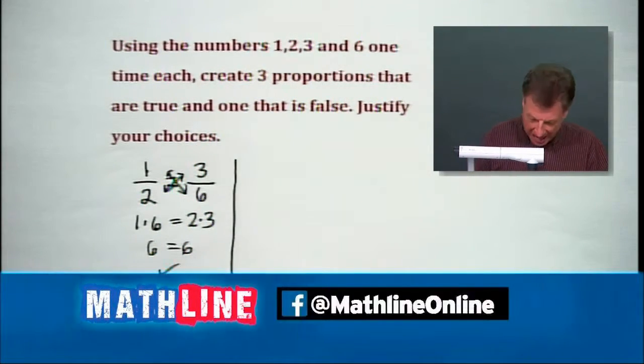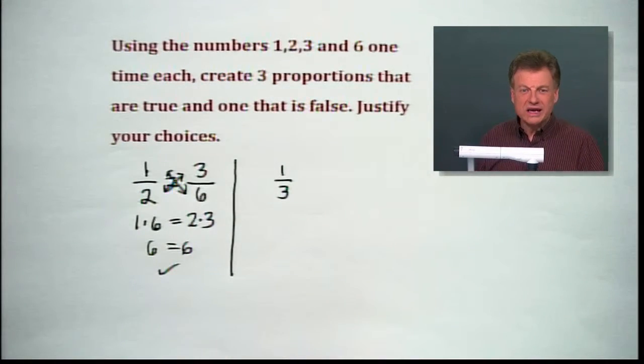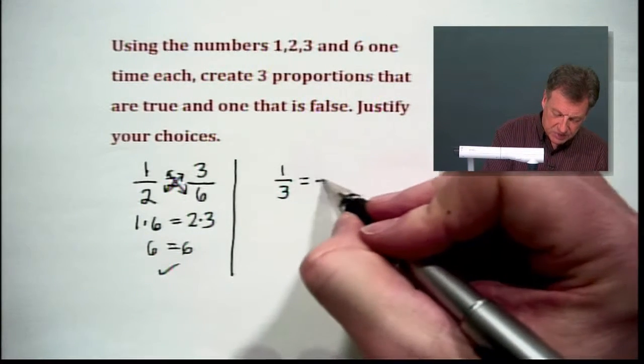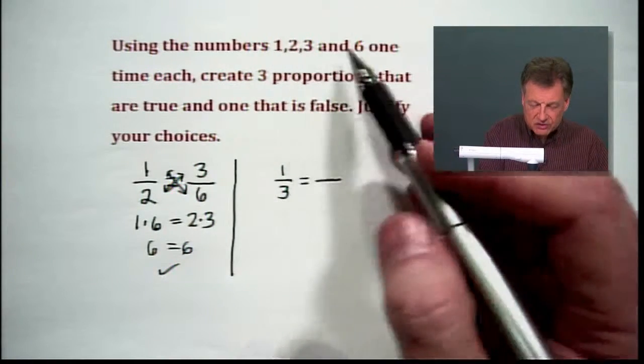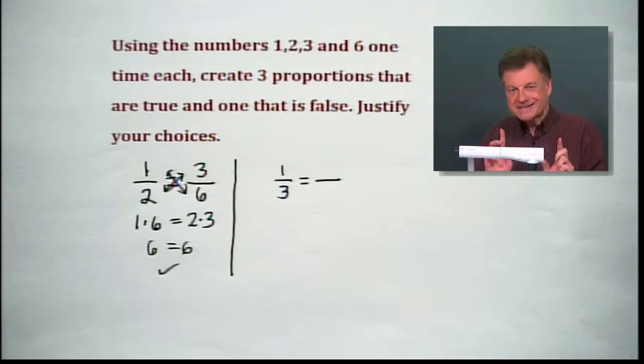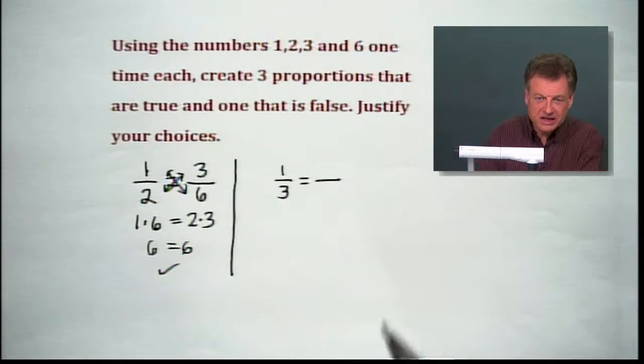So how about it? Let's go with 1 over 3. All right, what's going to happen on the other side? How can I make this proportion also work? Thinking about it at home? I hope you are. Again, remember, I can only use these digits once, and I don't want to use them more than once because that'll mess things up, unless I'm just saying 1/3 equals 1/3, which doesn't make much sense, does it?